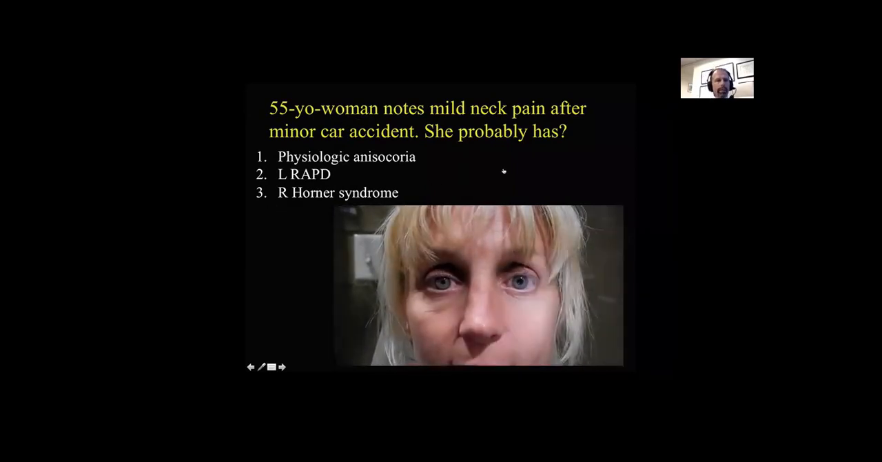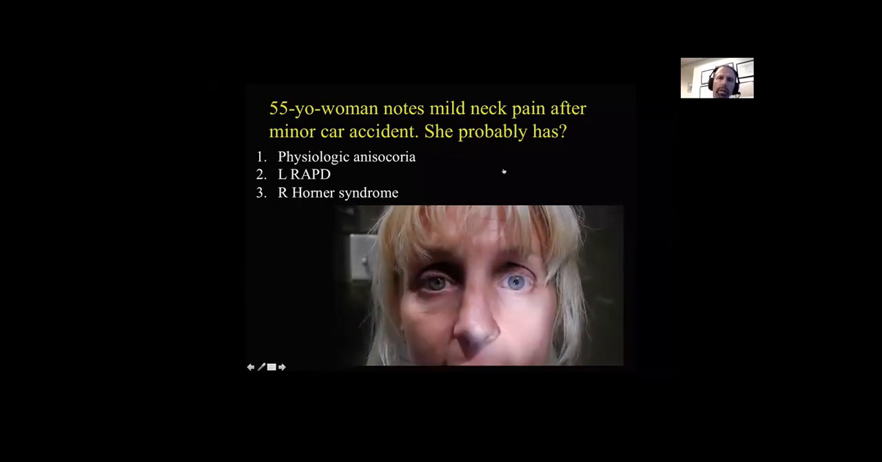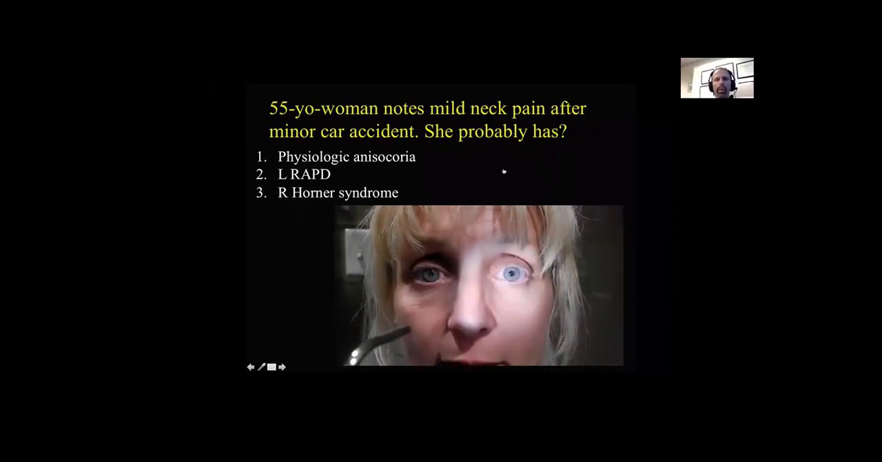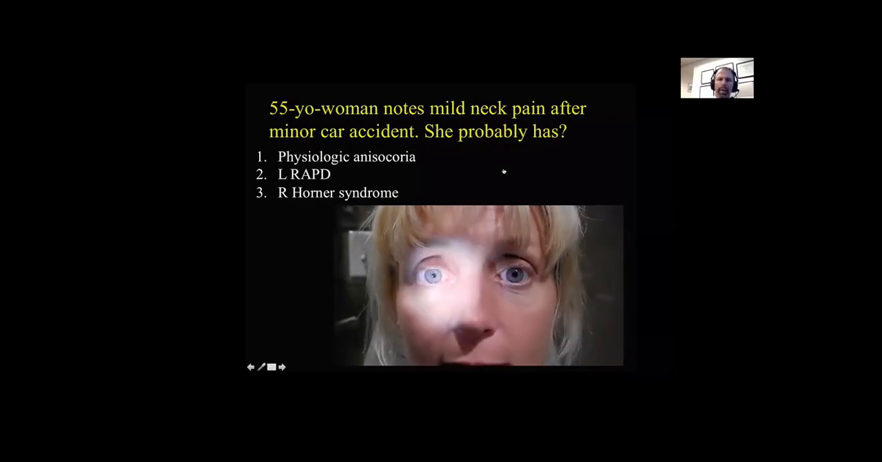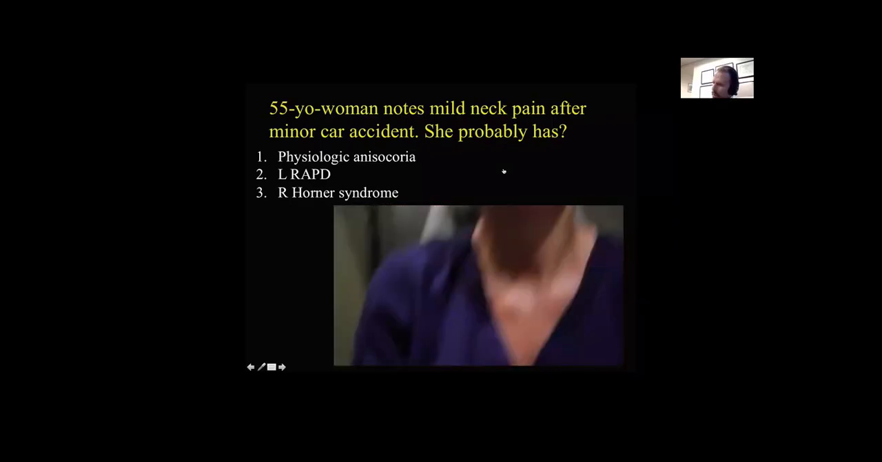And this is a 55-year-old woman. She was in the emergency room because she had this car accident. She had some neck pain. It wasn't terrible, and she wanted to go home, basically. And they said, well, we noticed something about your pupils. They're not the same size. And we think you need to see an ophthalmologist.